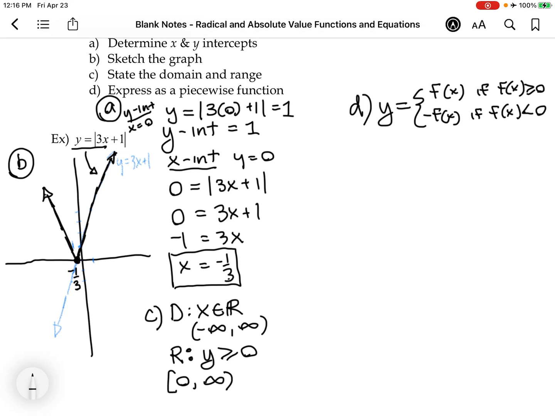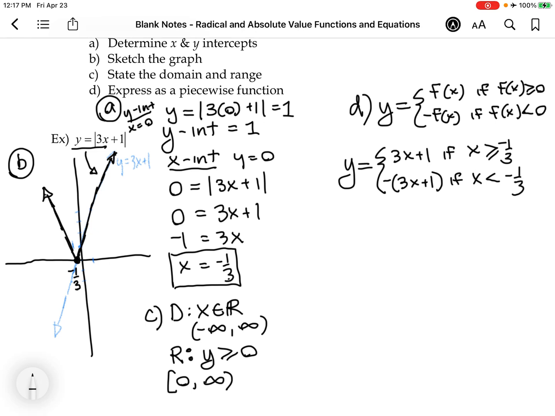Okay, so in terms of the piecewise function, y is going to equal the original function, which is 3x plus 1, whenever x is greater than or equal to negative 1/3. And y is going to equal the negative of that, negative 3x minus 1, if x is less than negative 1/3. Okay, so this is part D.